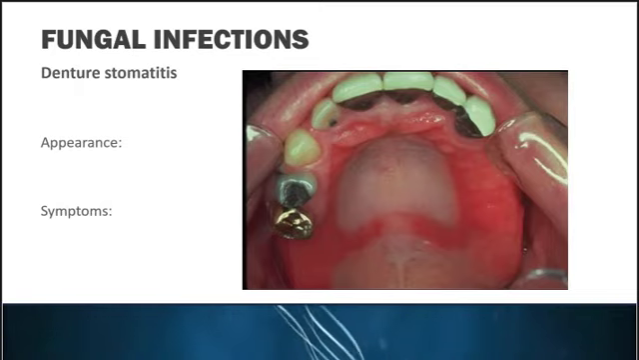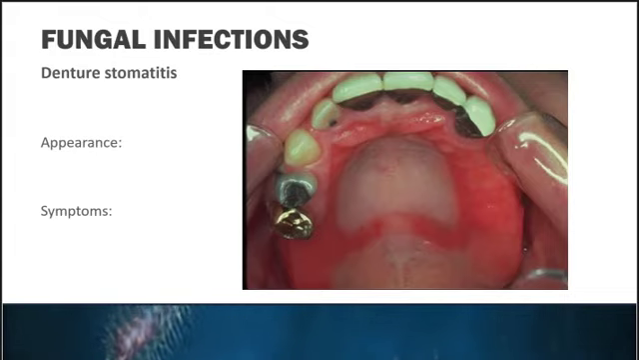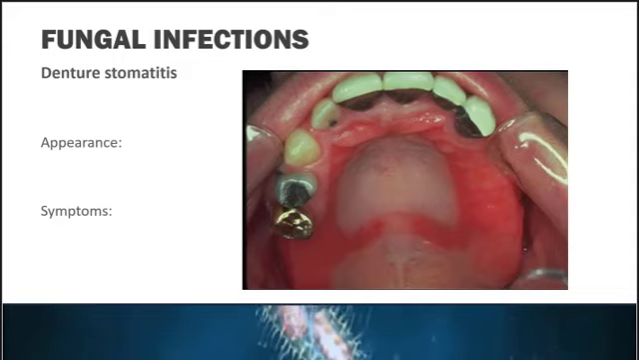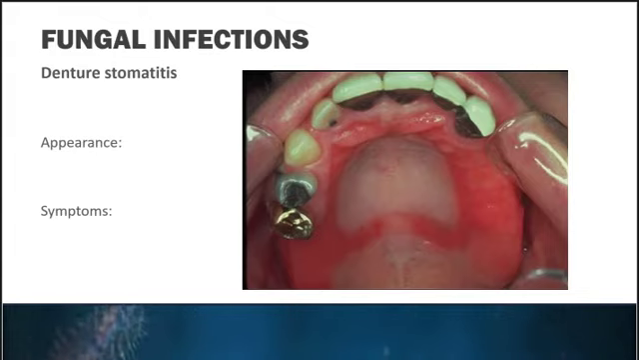Now, if the patient has symptoms of that erythematous candidiasis, then we can provide them some medication to rapidly reduce that fungal infection. Otherwise, if the patient would just clean that denture really well and let their tissues rest, it will probably clear up on its own.